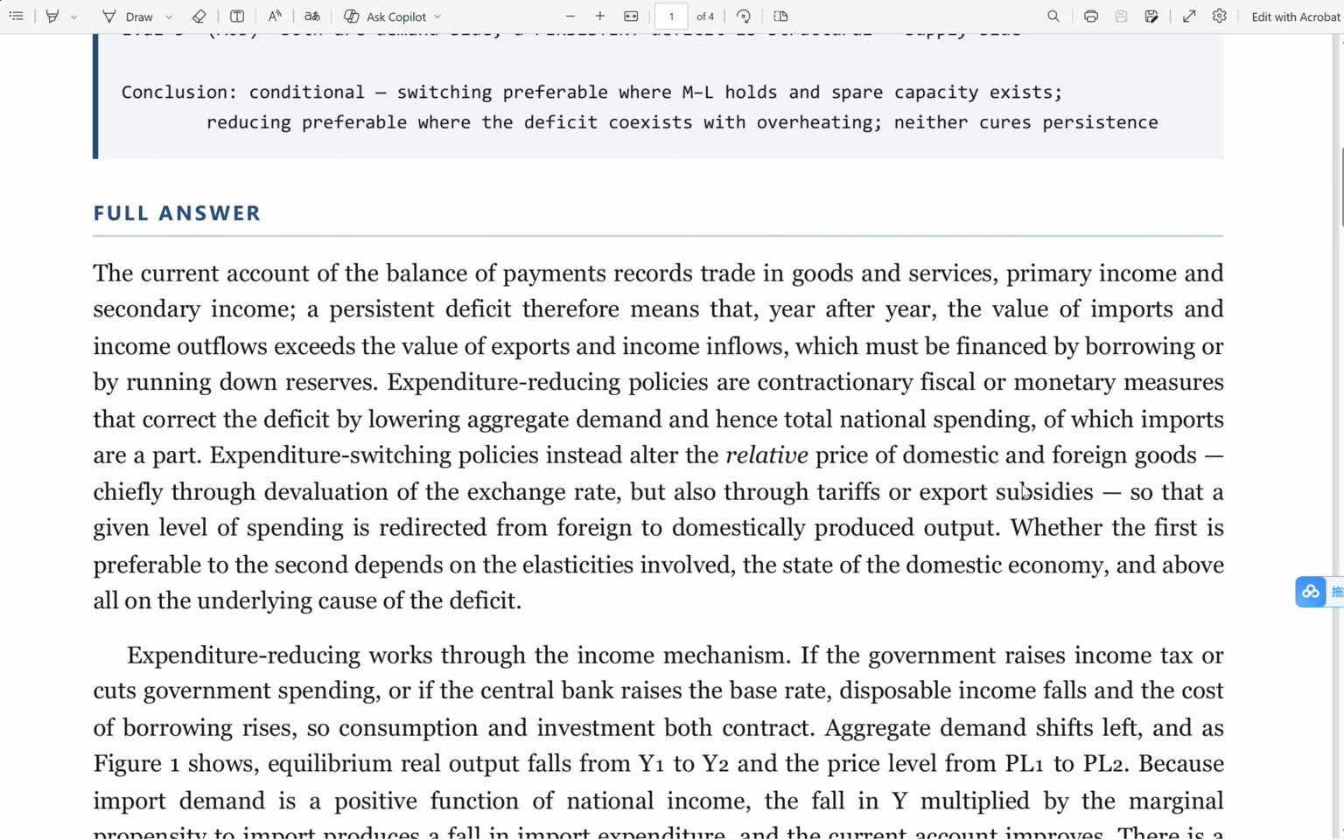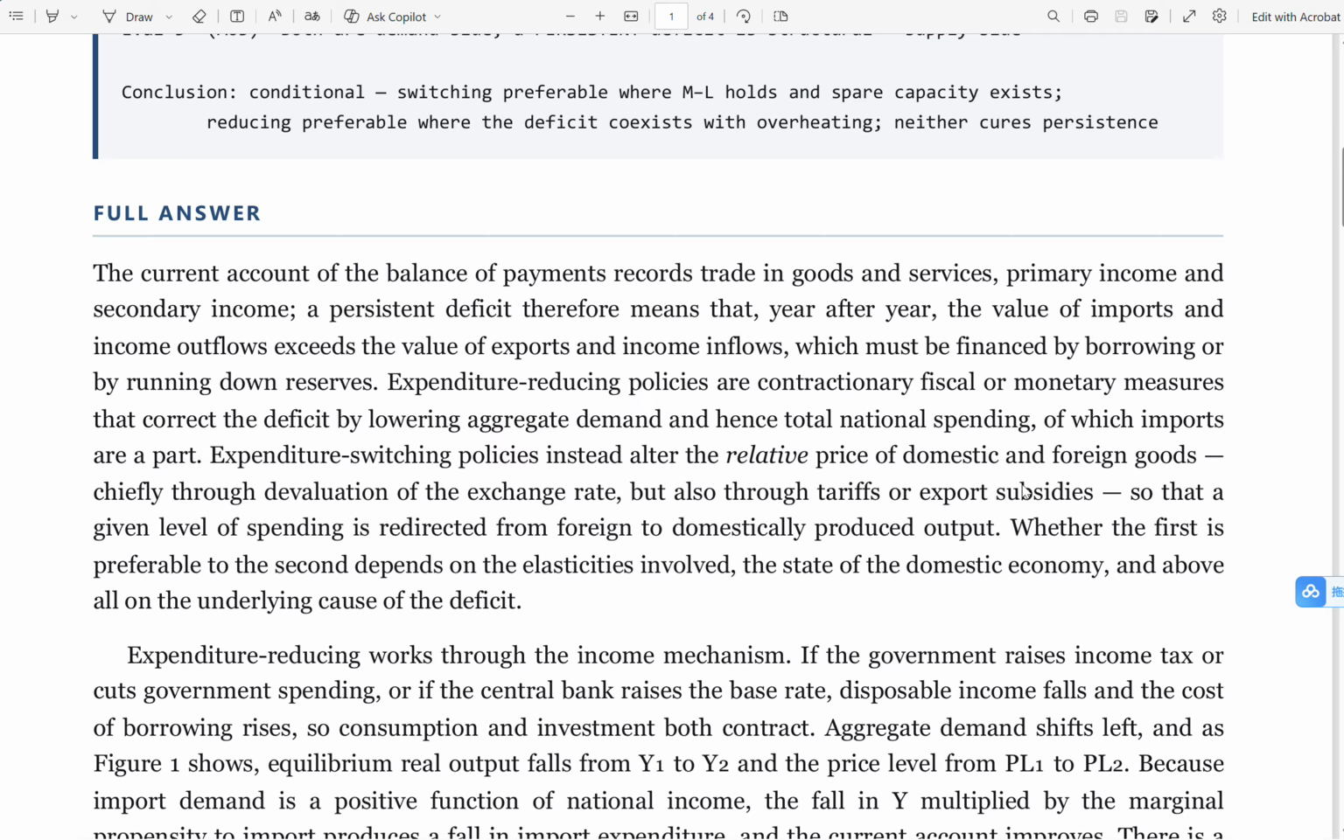The full answer is going to be like this. First of all, we need to define the key items of the question. The current account of the balance of payments records trade in goods and services, primary income and secondary income. A persistent deficit therefore means that year after year the value of imports and income outflows exceeds the value of exports and income inflows. At this point, you need to be very clear that this is not a temporary thing. It's not that a macroeconomic event is causing a shock on the demand or supply side of internationally traded goods and services. It's a persistent macroeconomic phenomenon that we need to grapple with.